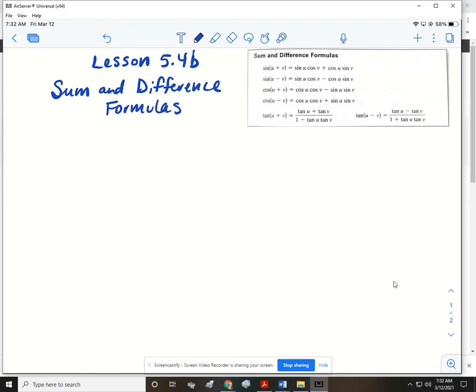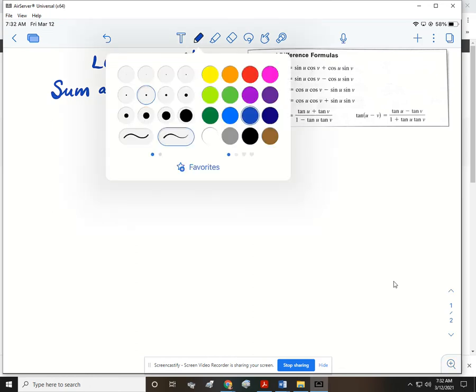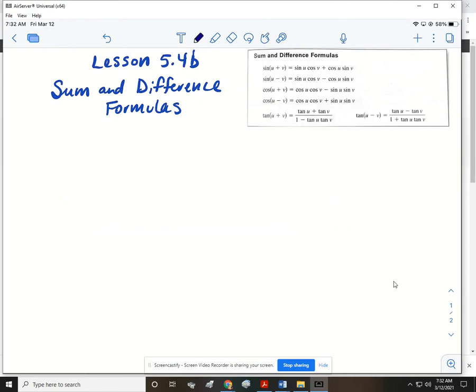One difference is that some of the angles we're going to be working with are going to be in degrees. In the previous lesson, we focused on radians. And then we're going to be given the values of sine of U and cosine of V, and then draw triangles and finish the problem. So same formulas, just a slightly different use of the formulas.